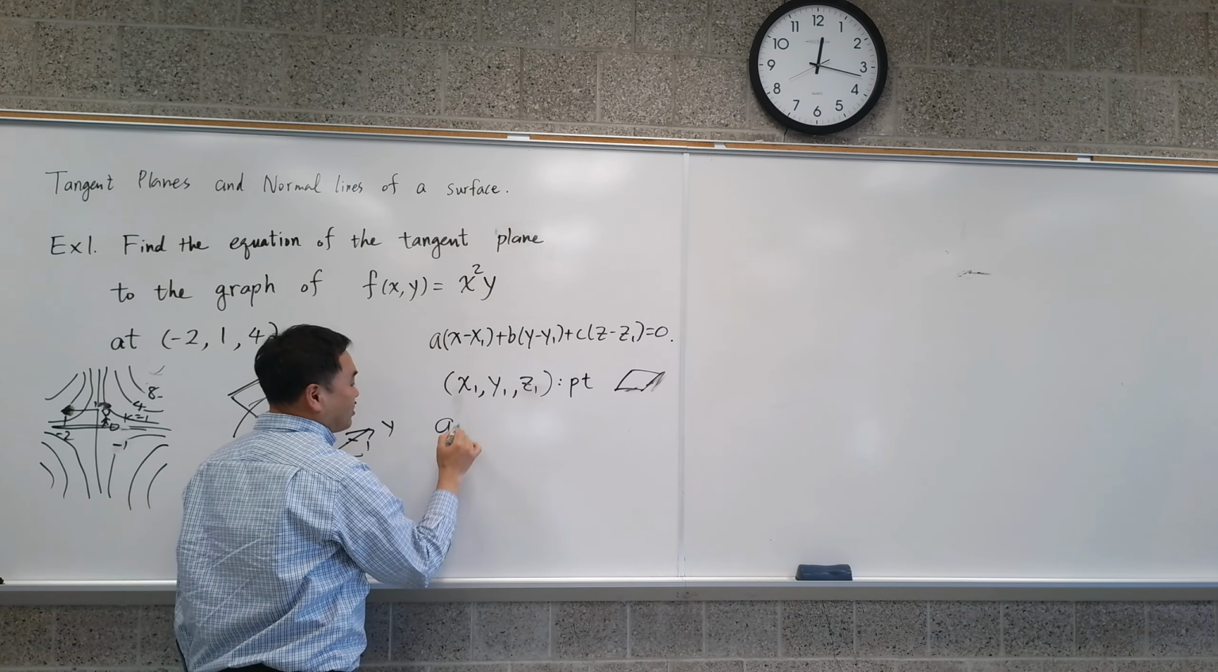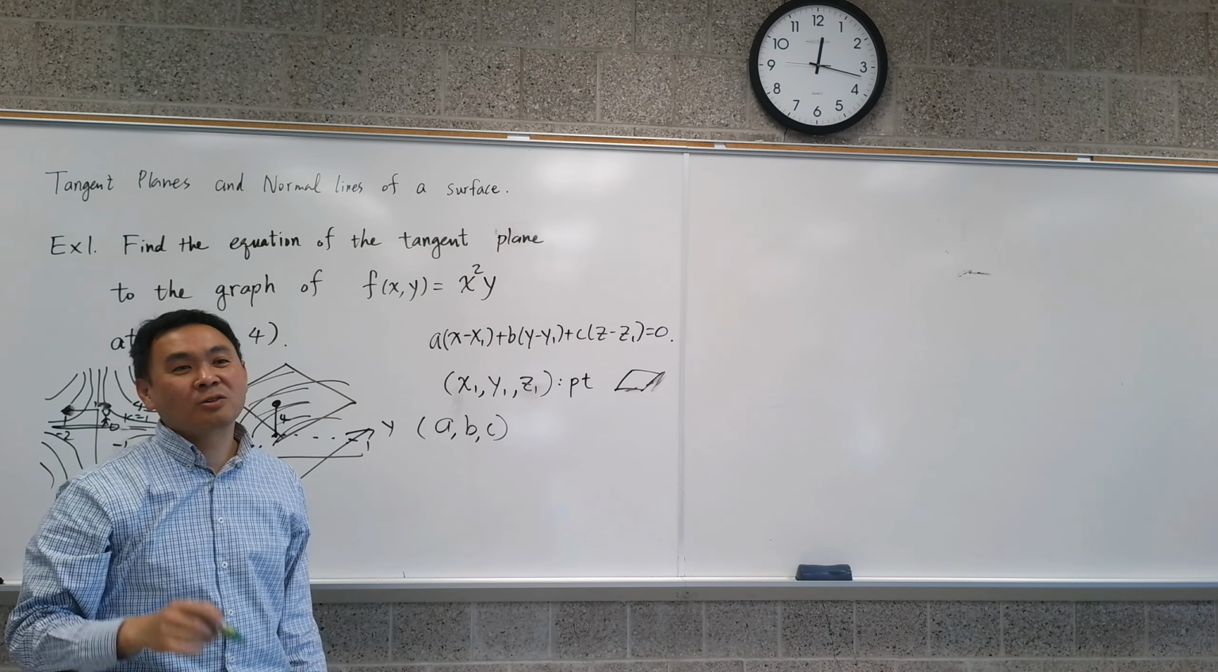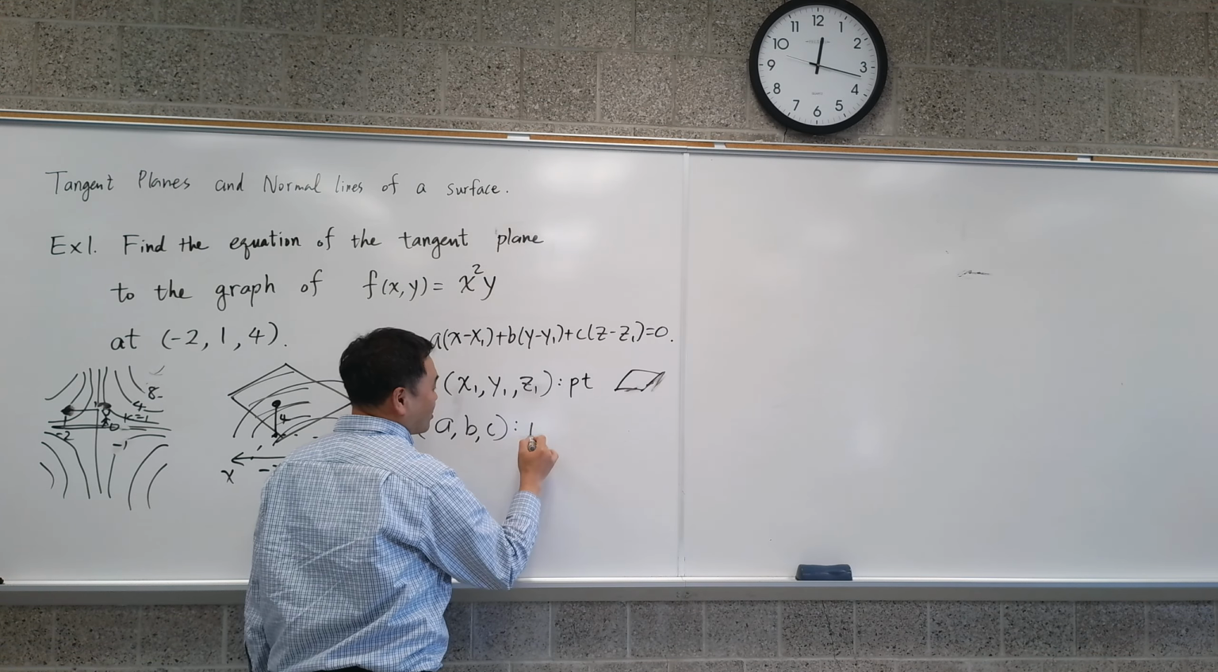What's the meaning of A, B, and C? It's the direction of the plane. No, you don't say it's the direction. It's the normal vector. Normal vector to the plane.